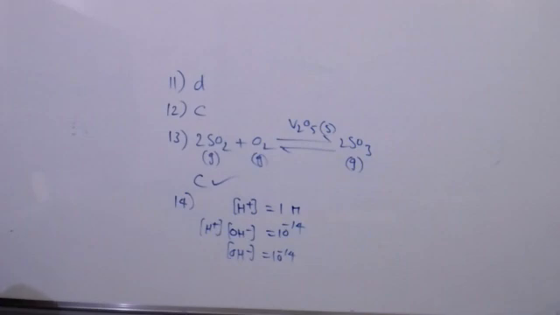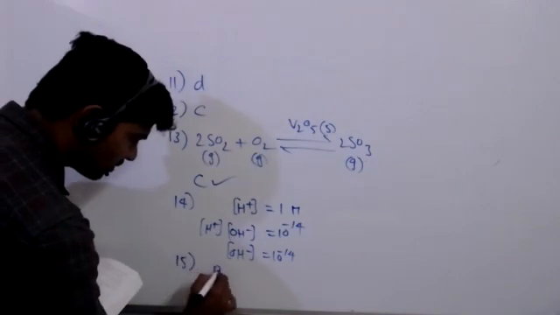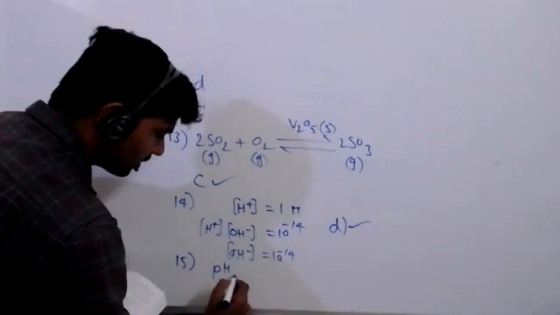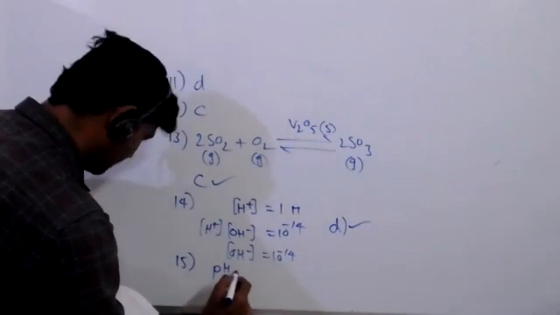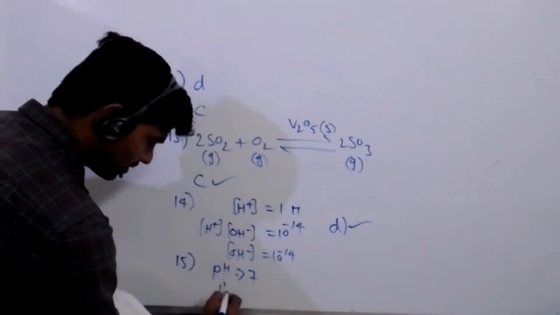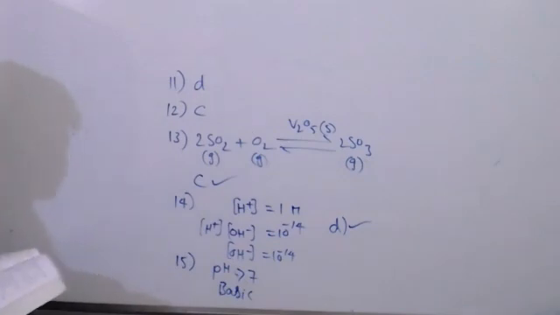Question number 15. Which of the following salts on being dissolved in water gives pH less than 7? Sorry, sir, pH greater than 7. So pH greater than 7 means what, is it acid or base? Acidic. The answer to the 14th one is D. pH greater than 7, acidic or basic? Basic. Okay, I forgot. pH greater than 7 means it is basic. So which one gives a basic salt there?